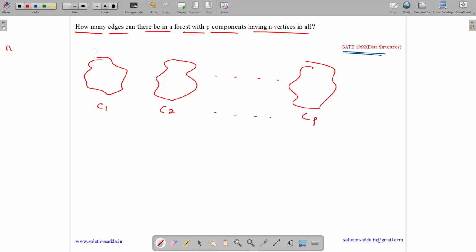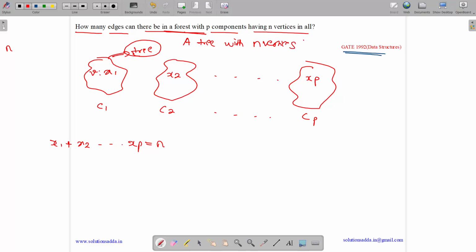So let us suppose we have x1 vertices in component 1. So the number of vertices is x1. Let us suppose we have x2, and so on up till xp. As there are total n vertices, x1 plus x2 up till xp should be equal to n. Okay, now let us see. The condition for a forest is that each component should be a tree. So a tree with n vertices has n minus 1 edges.